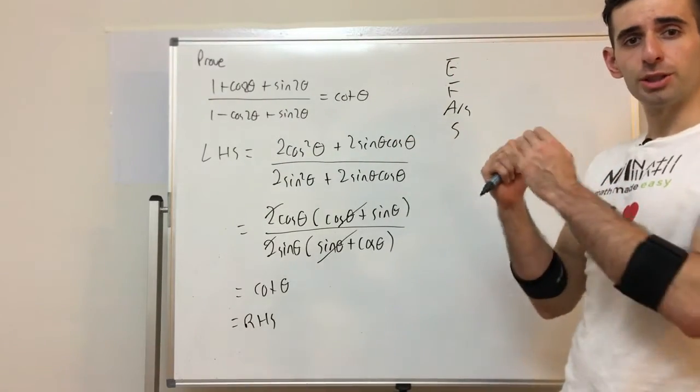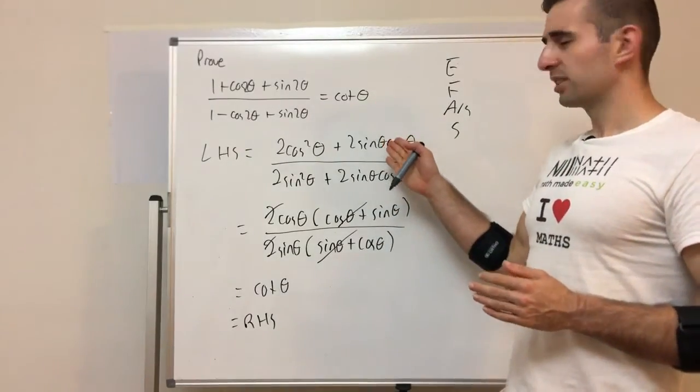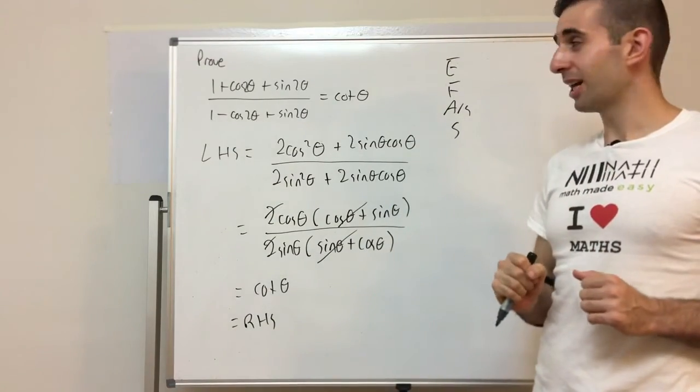So the key is to know which one it is, and it's the one that eliminates the 1. Sine double angle is just 2 sine theta cos theta, so there's no problem with sine 2 theta, it's just the cos double angle identities.